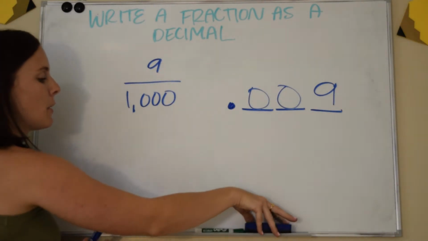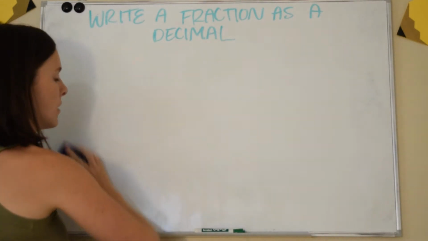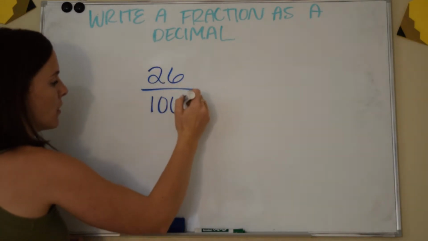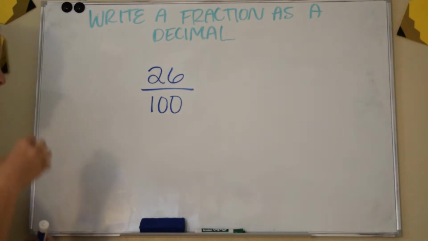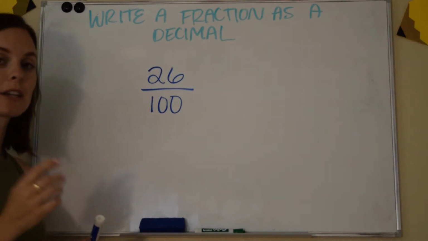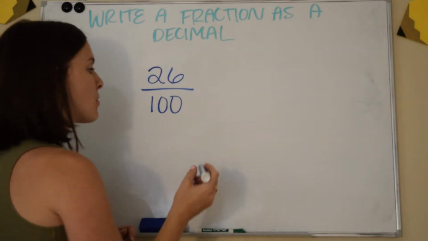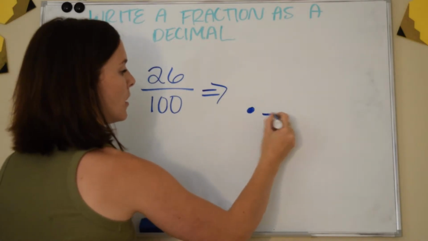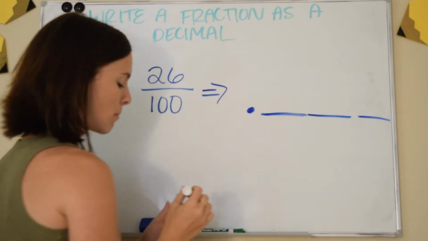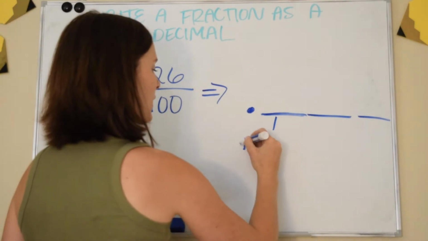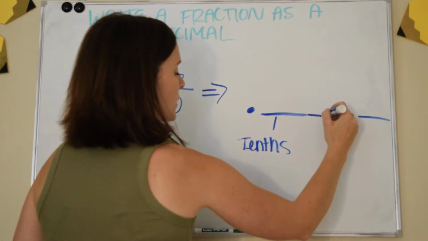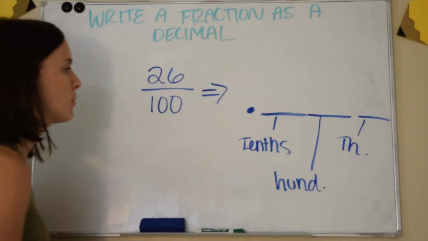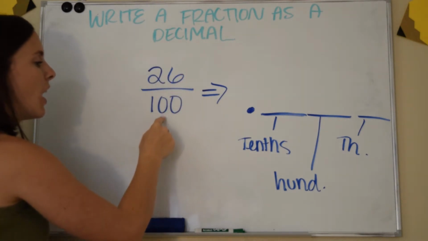Okay? Now let's see what happens if I have more than just one digit. What if I have 26 out of 100? Okay, this is a little bit bigger of a decimal, and I have 2 digits on top. So here's where it can get a little tricky. But if you remember this trick or this rule, you should be golden. So let's write our decimal. I always do the tenths, hundredths, and thousandths spots to help me. So tenths, this is the hundredths, and I'm just going to abbreviate, and this is the thousandths, okay? So 26 hundredths.